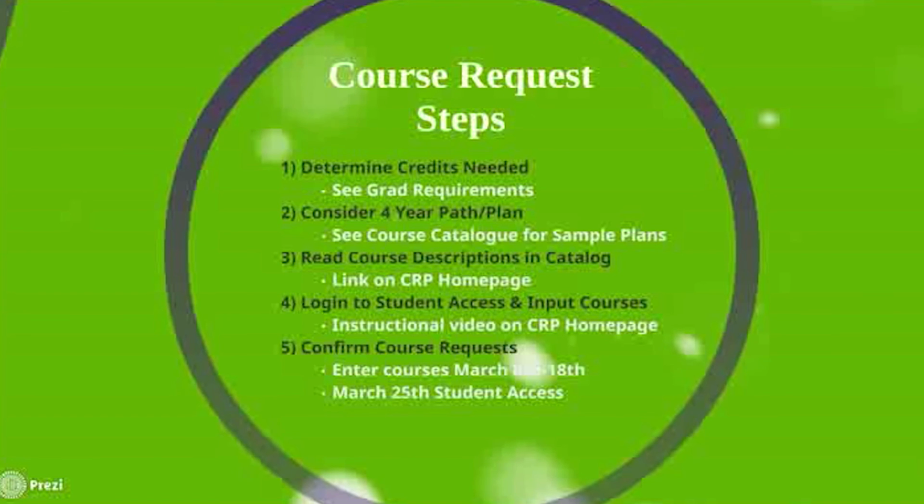Third, you want to read the course descriptions in the course catalog. There's a link to the new course catalog on the CRP homepage. Fourth, you need to log into Student Access and input your courses. There is an instructional video on the CR homepage if this is your first time inputting your course requests. Fifth, make sure to enter your courses between March 8th through the 18th. And last, Student Access will open up on March 25th so that you can verify your course requests.